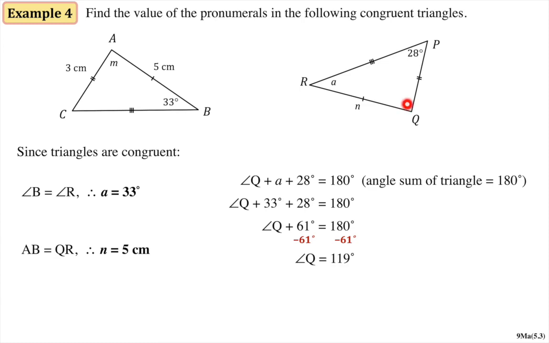180 take 61 is 119. If the angle at Q is 119, then what does it match up with on the other triangle? Well, the angle at Q comes from the side with 1 dash and 2 dashes. 1 dash, 2 dashes. Angle at Q matches up with the angle at A. So I can say, because angle at Q and angle at A match up, M has to be 119 degrees.